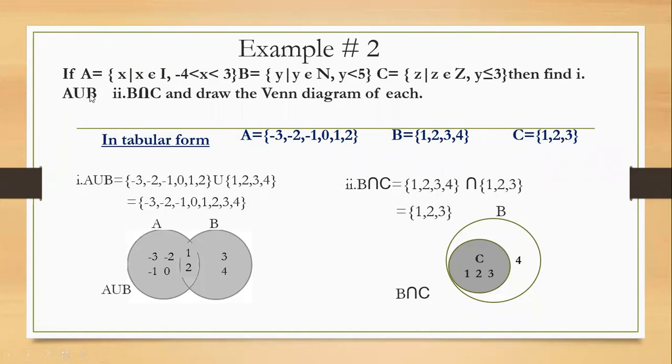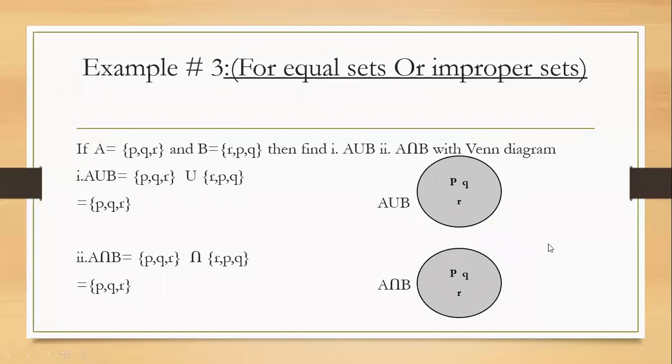Now, what you have to do after converting it into tabular form, this step is a must. Then you have to find A union B and then B intersection C. Okay. Now, this Venn diagram is for equal sets.